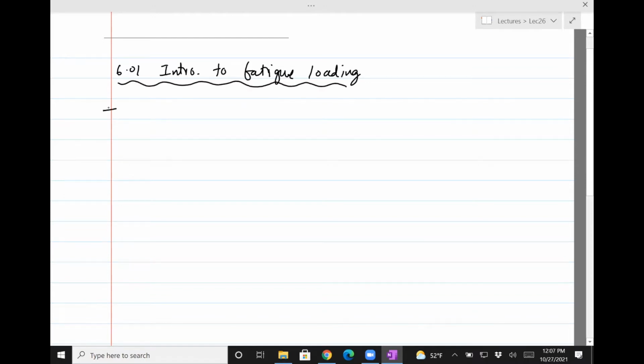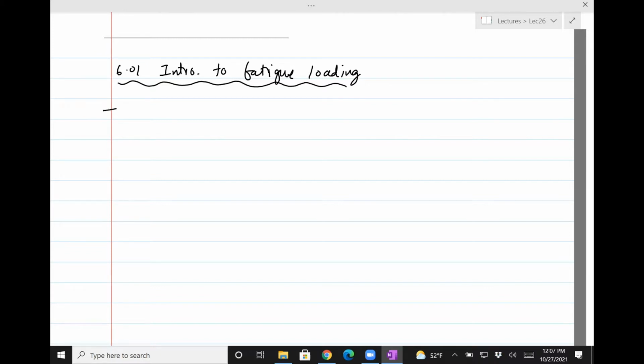When there's repeated stress, you observe that materials fail, and they fail faster or earlier than they would fail with static loads. And fatigue loads are important because most of the things we see today are subject to fatigue loads.